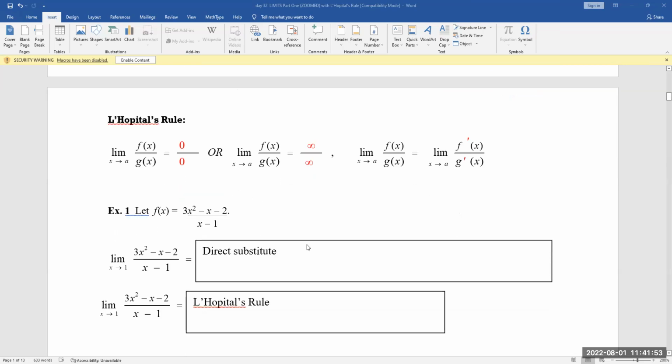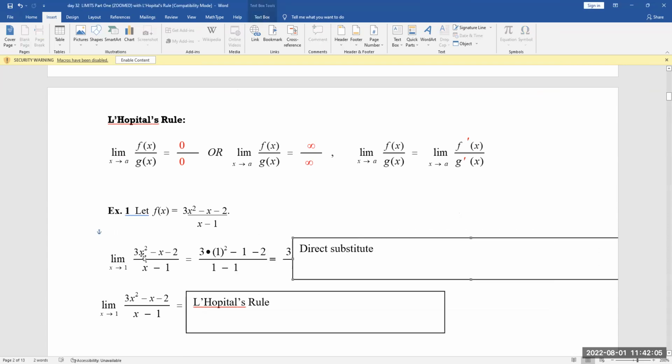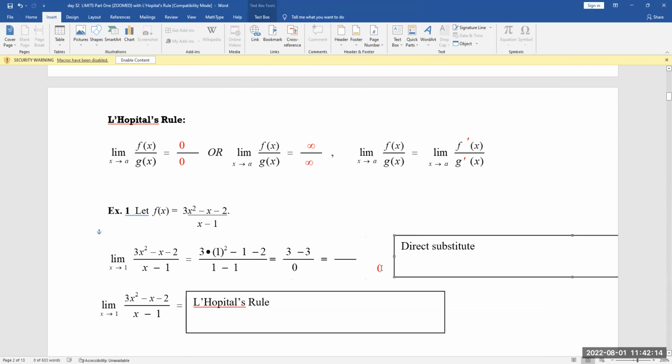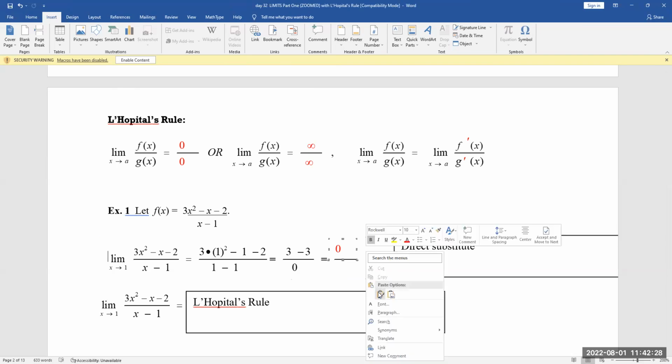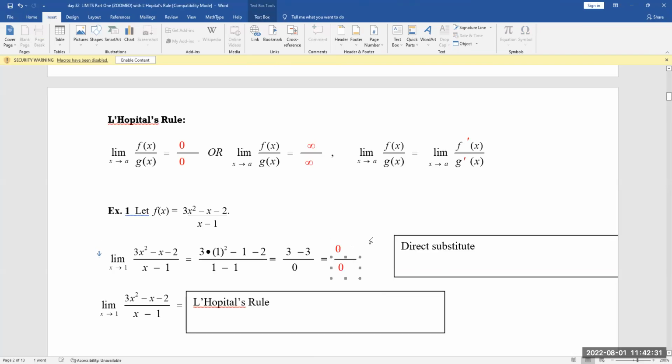So let's go ahead and look at our very first function, 3x squared minus x minus 2 over x minus 1, and let's do a direct substitution. As x approaches 1, just substitute in our 1. So if we take 3 times 1 squared minus 1 minus 2 over 1 minus 1, you end up getting a 0 in the denominator, but you also end up getting a 0 in the numerator. That means L'Hopital's rule does apply.